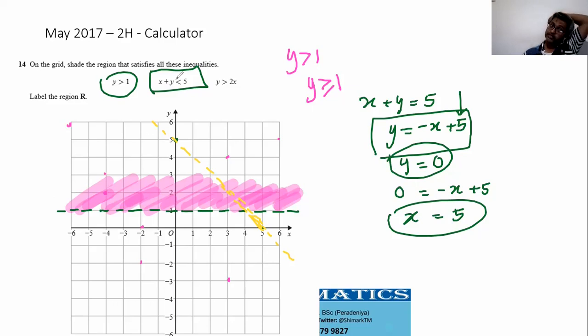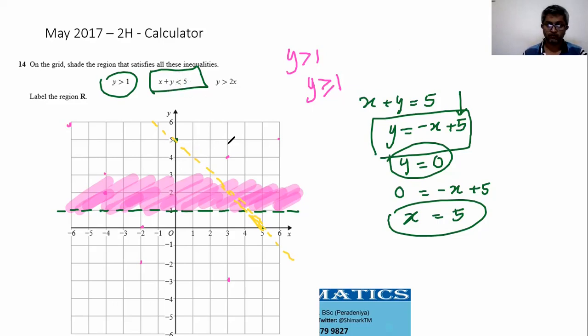Then how do we get the region for x plus y less than 5? We draw shading lines on one side of it, the same way we shaded the other one, but it's on this diagonal. This side is less than 5.